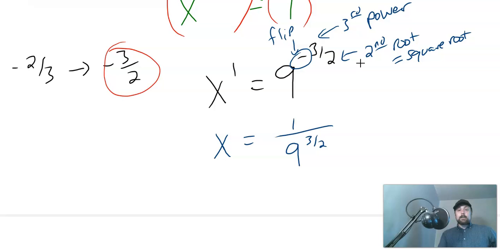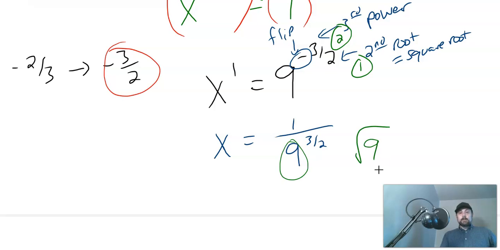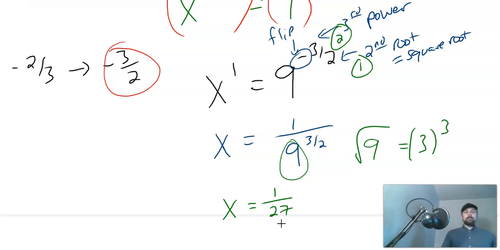So what I'm going to do is take the square root first and then raise it to the third power, right? So I'll take the 9, do the square root first, which is going to be 3, and then I'll raise it to the third power, which gives me 27. And so I'll get 1 over 27 here. All right. Now, when you go to type that in the Math Excel, it won't be correct. You won't get the right answer from that.